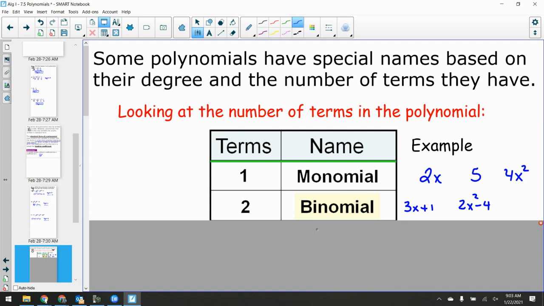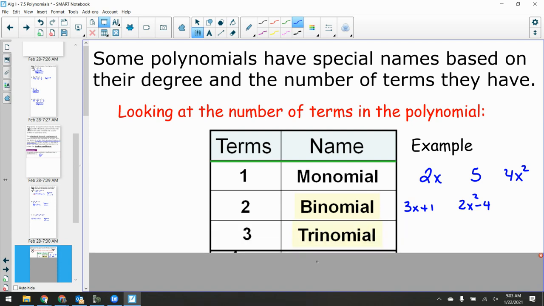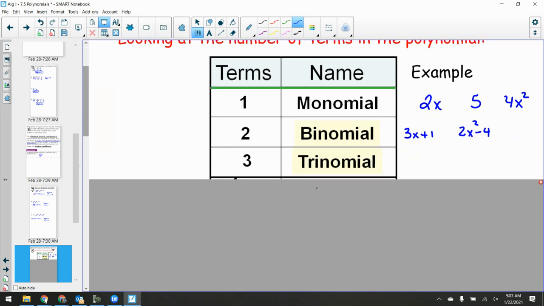What do you think about 3 terms? Trinomial. Exactly. Trinomial for 3 terms. Like a tricycle. 3 terms. So like 2x squared plus 4x minus 1. 6x to the third minus 2x plus 7. Those are examples of trinomials. 3 terms. I'm not really caring about the powers just quite yet. The next table will worry about the powers.